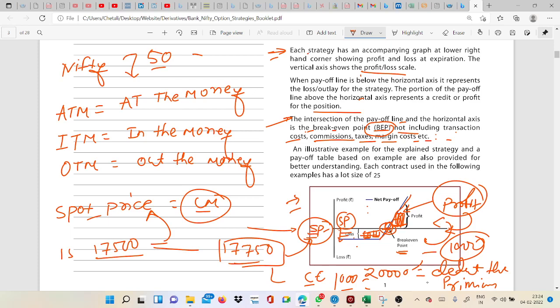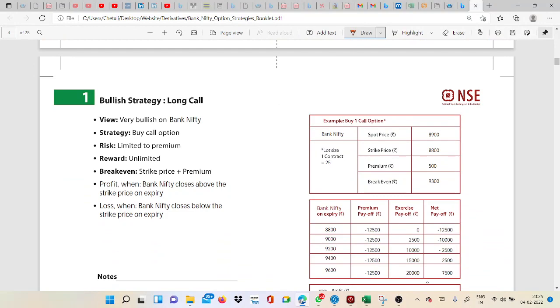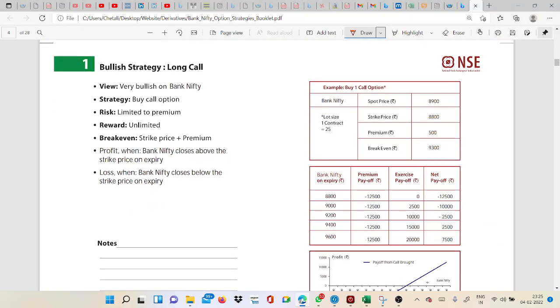In the example, for the explained strategy, a payoff table based on the example is also provided for a better understanding of each contract used. The following example has a lot size and all. So let's see below; we can see much information to understand.